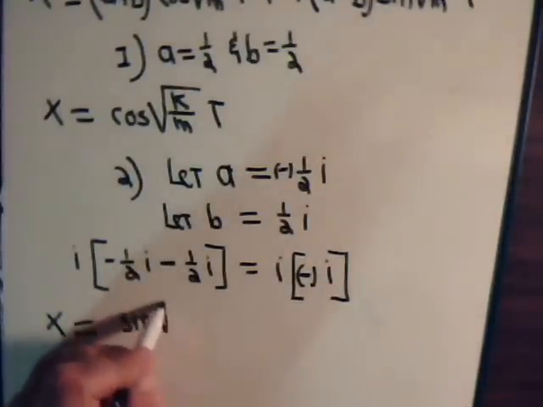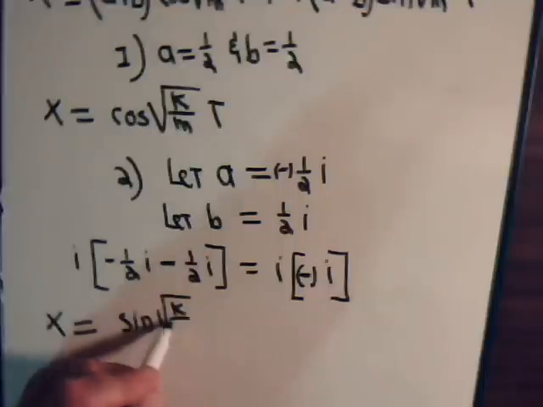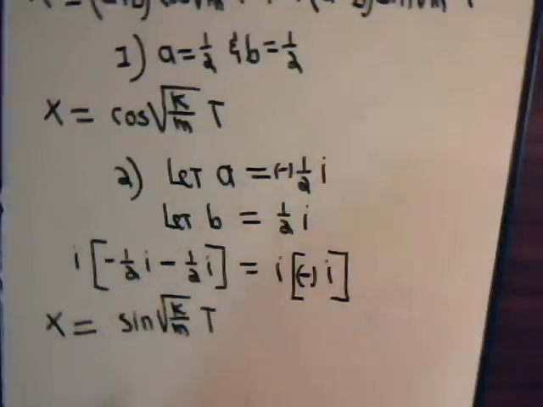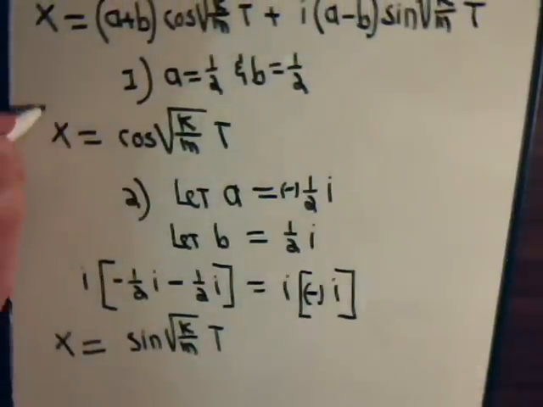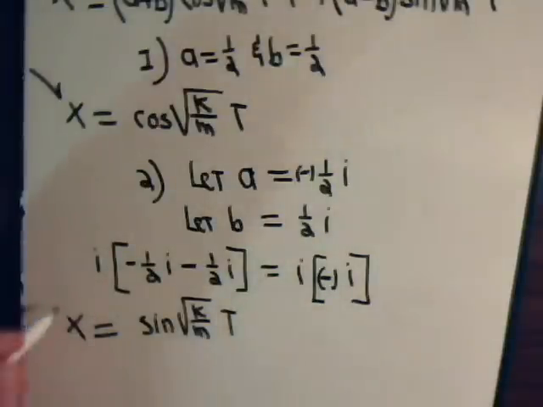The sine of the square root of k over m times t. So we say that's a solution, and we say this is a solution. So if that's true, then any linear combination of these should also be a solution.